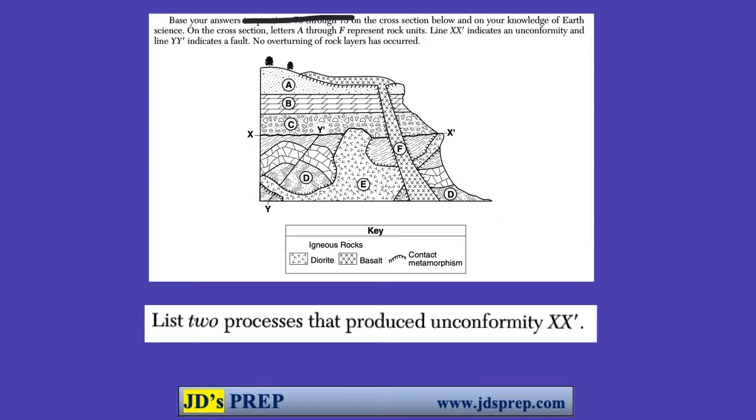All right, the next question is asking us about two processes that can produce this unconformity, and really we're just looking for any processes that can produce unconformities, which is an area where we have an upper unit of rock, usually a lot younger than the lower unit, so there was just some sort of a break in the geologic record. So unconformities tend to be formed by like weathering, erosion, deposition or burial, or maybe uplift or submergence. Any of those things would be a possible answer for this one.